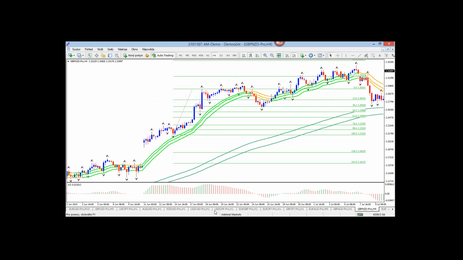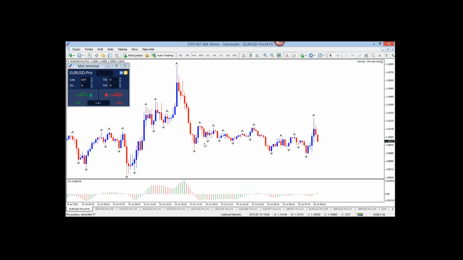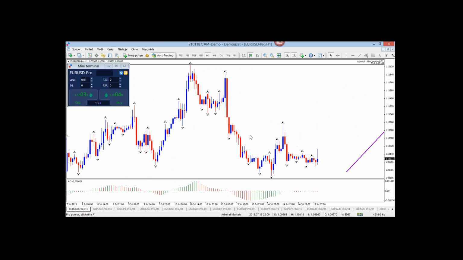Alrighty, let's take a look at the currency pairs. Good morning, Caitlin and Beverly and everyone else. Let's take a look, first of all, at perhaps the euro dollar.